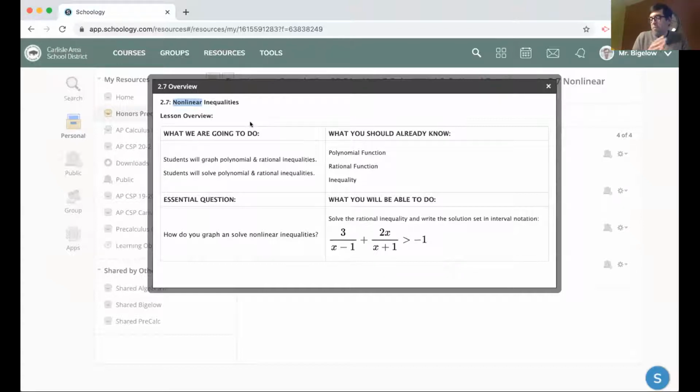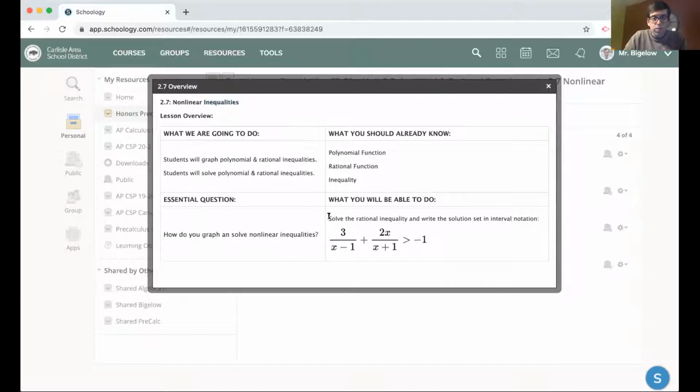Specifically, we're going to be looking at polynomials and rational functions today. So polynomial, remember, is our series of x terms that are added or subtracted with different exponents, and rational meaning those polynomials, but in a fraction, with a polynomial on top and a polynomial on the bottom. And those are two things that you should already know, as you can see over here in the top right box. You also need to know what an inequality is, and that's the second part of this term for this lesson. An inequality, remember, instead of an equal sign, we have a less than, or a greater than, or less than or equal to, or a greater than or equal to.